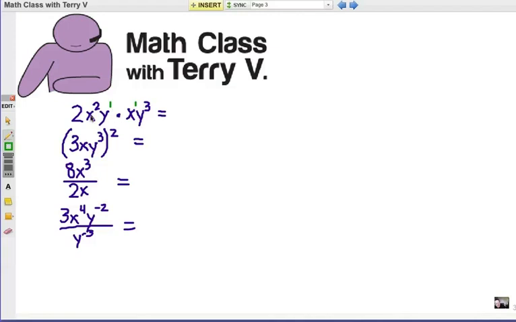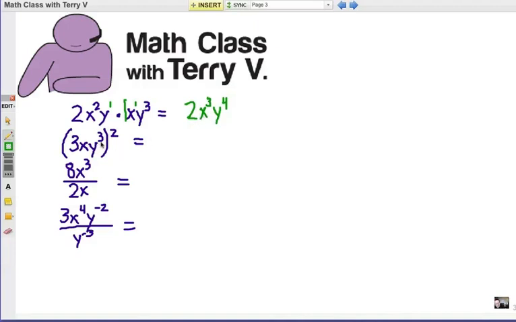If we're multiplying like bases, so 2 times 1, that's really a 1 coefficient there, so 2 is my answer. And then I have x squared times x to the first, which is going to be x to the third. Remember, we add those exponent powers together. And y to the first times y to the third would be y to the fourth. All right, so that's the first rule of exponents. When multiplying, we add the exponents.